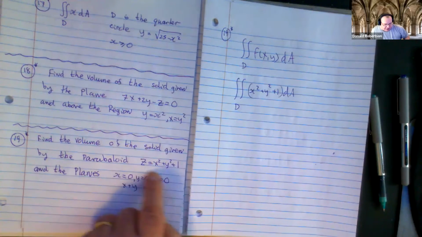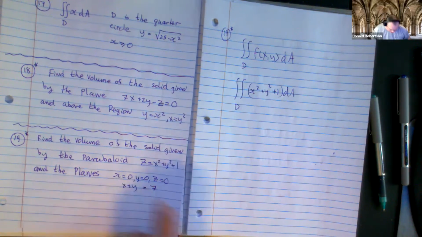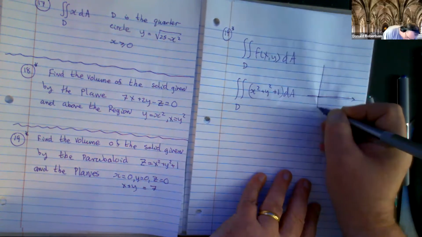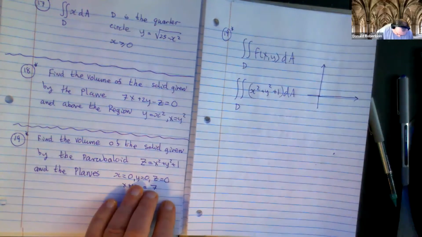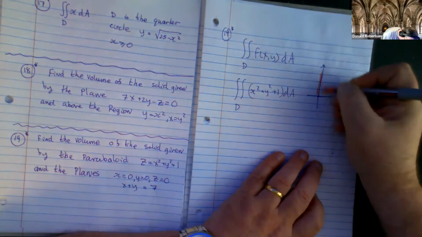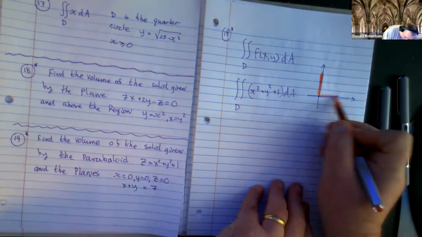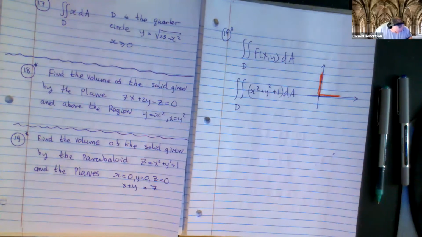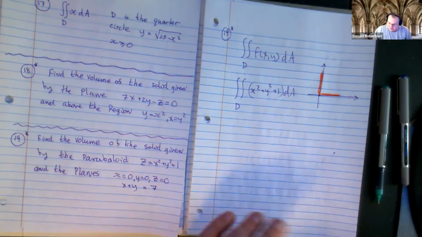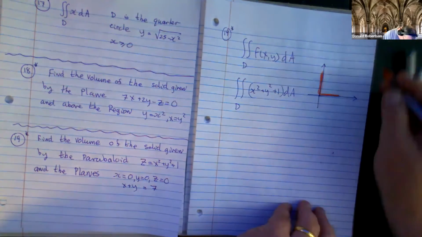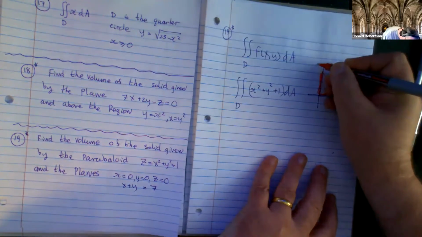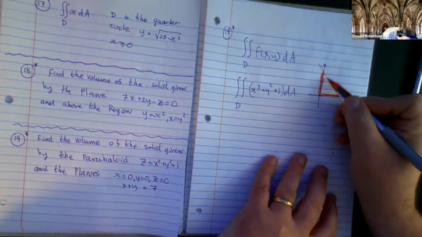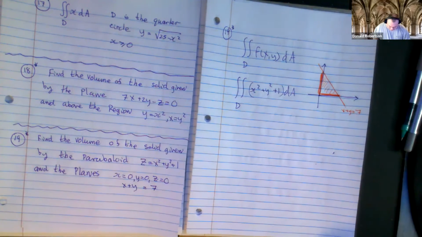Now, this region here is a little bit messy, but I should be able to do it. So let's see what we have. X equals 0 is the y-axis. Y equals 0 is the x-axis. You really didn't need to tell me z equals 0, because it would have to be, it's the floor. And x plus y equals 7 would be a line that looks something like this. And so the region D is that little triangular region.